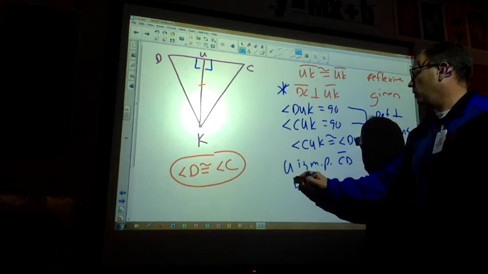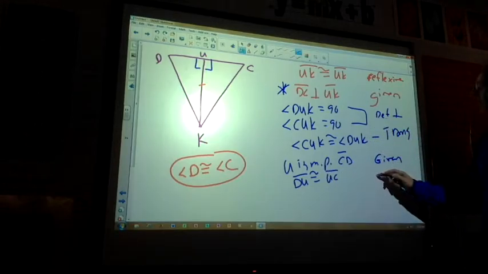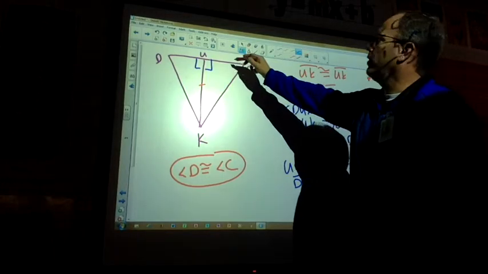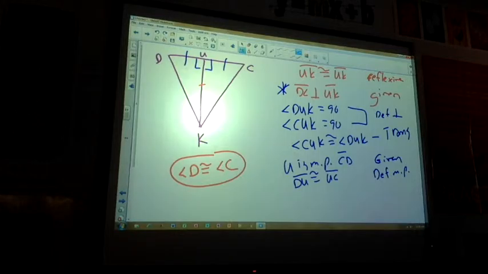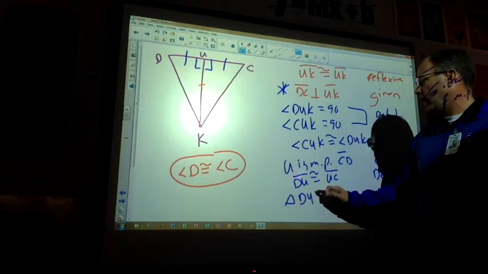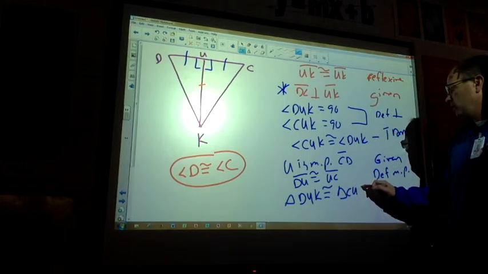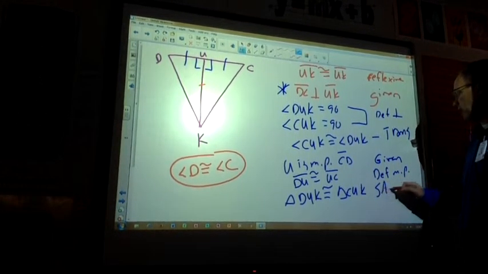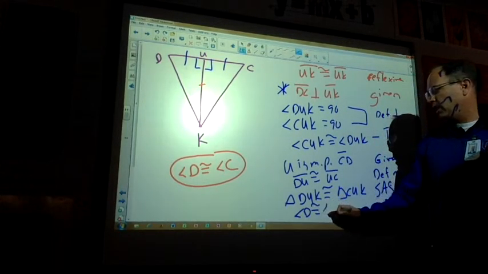There you go. DU is congruent to UC, and that's definition of what? Midpoint. So now I know this is congruent to this. Do I have hypotenuse leg? No. What do I have though? I have side angle side. Awesome. So now I can go ahead and say that triangle DUK is congruent to triangle CUK because of side angle side. And then I can go ahead and say that angle D is congruent to angle C. Why?